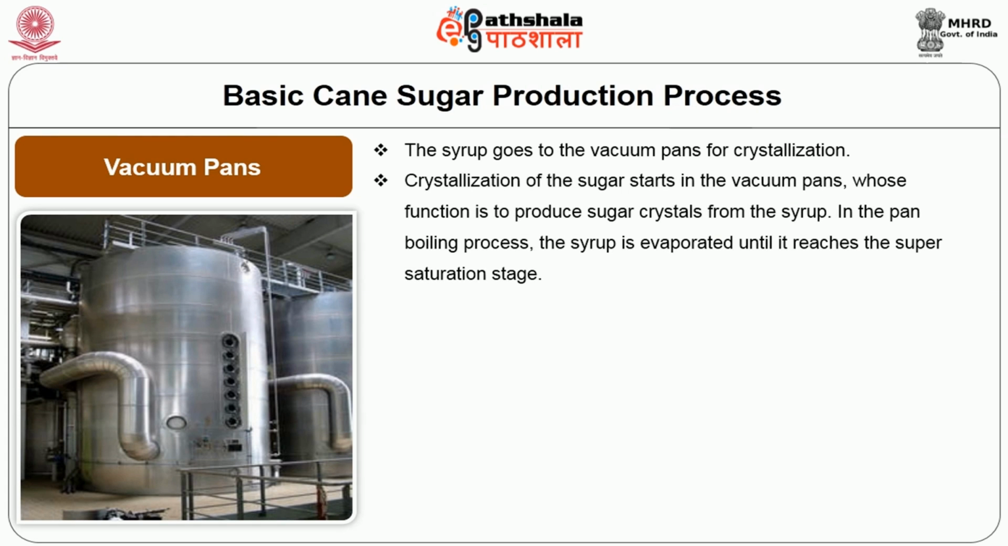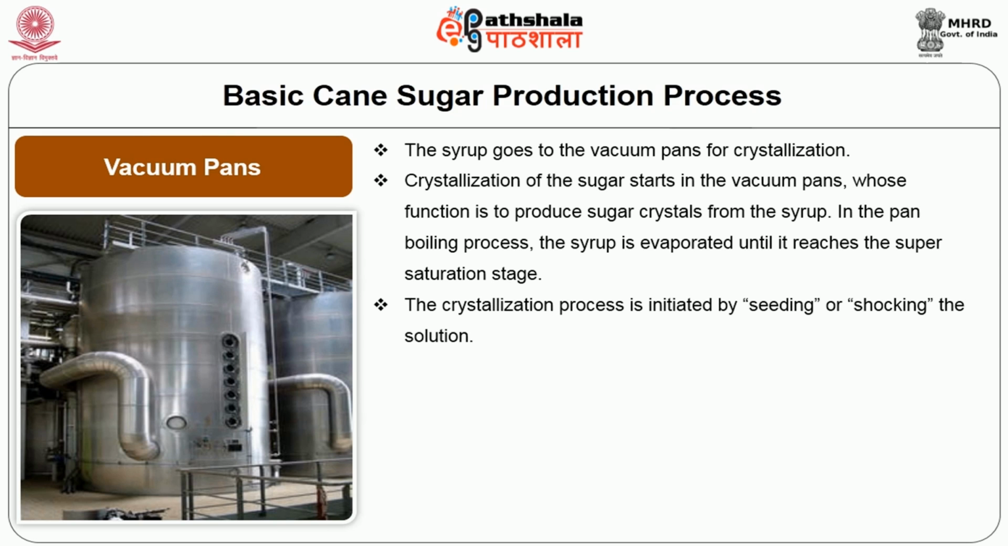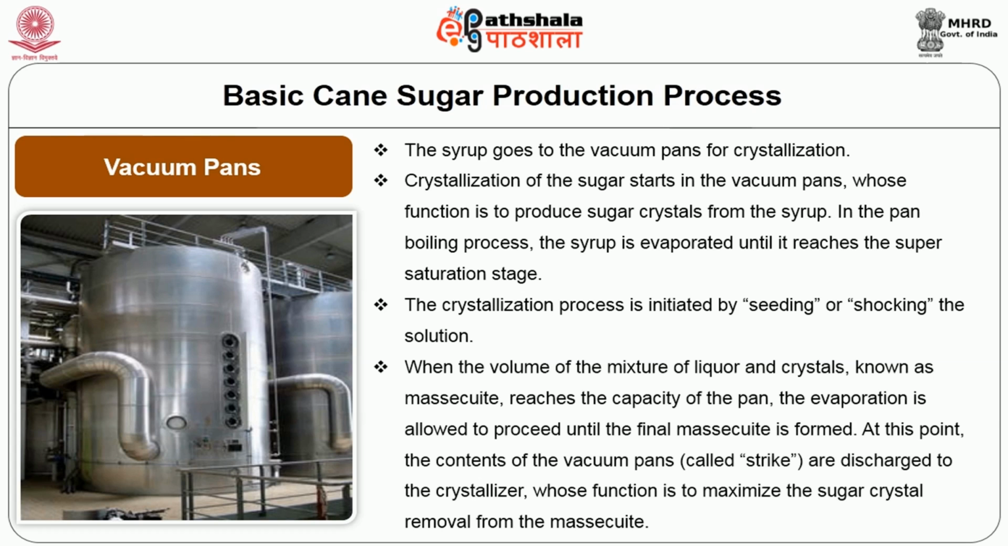Next, crystallization of the sugar starts in the vacuum pans, whose function is to produce sugar crystals from the syrup. In the pan boiling process, the syrup is evaporated until it reaches the supersaturation stage. At this point, the crystallization process is initiated by seeding or shocking the solution. When the volume of the mixture of liquor and crystals, known as muscovado, reaches the capacity of the pan, the evaporation is allowed to proceed until the final muscovado is formed.